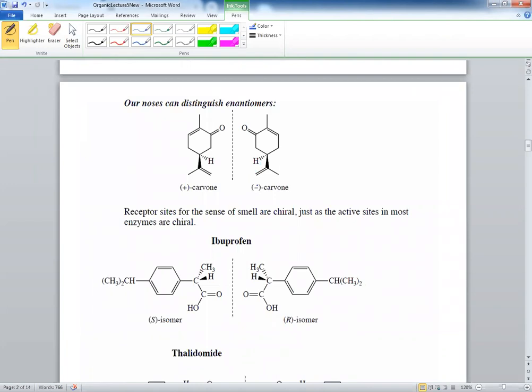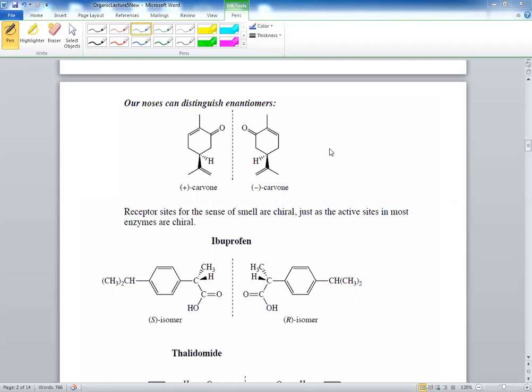Lastly, I know this is a longer video, but it's important that we explain as much as we can. The importance of this is very visible and apparent. Our noses can distinguish enantiomers very easily. So if you have these 2 enantiomers, which are mirror images of each other, you have, in this case, 2 enantiomers of each other.